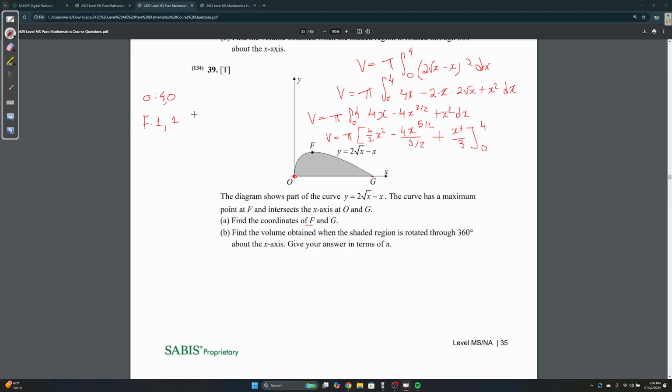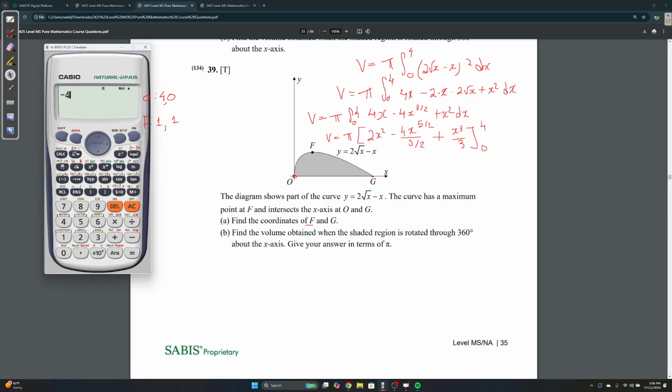Let's simplify. 4 over 2, we're going to replace it as 2. Minus 4 divided by 5 over 2 is minus 8 over 5. So minus 8 over 5 x to the power 5 over 2. And this one we just keep like this. We're going to substitute now 4. If you substitute 0, it's not going to get you anything. So we're just going to substitute 4 to make our life easier. But you have to remember, in written exams, I'll substitute 0 and show you, but you just write 0.